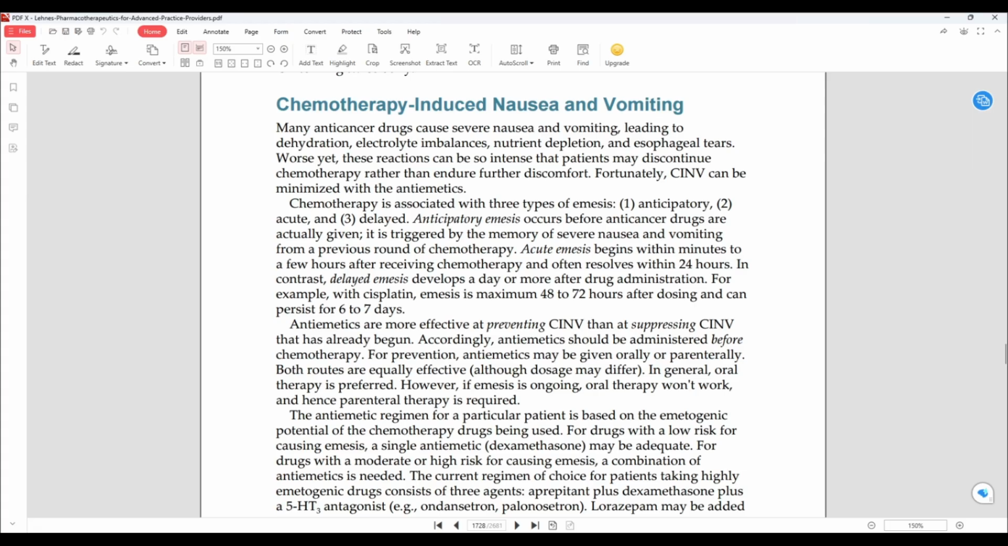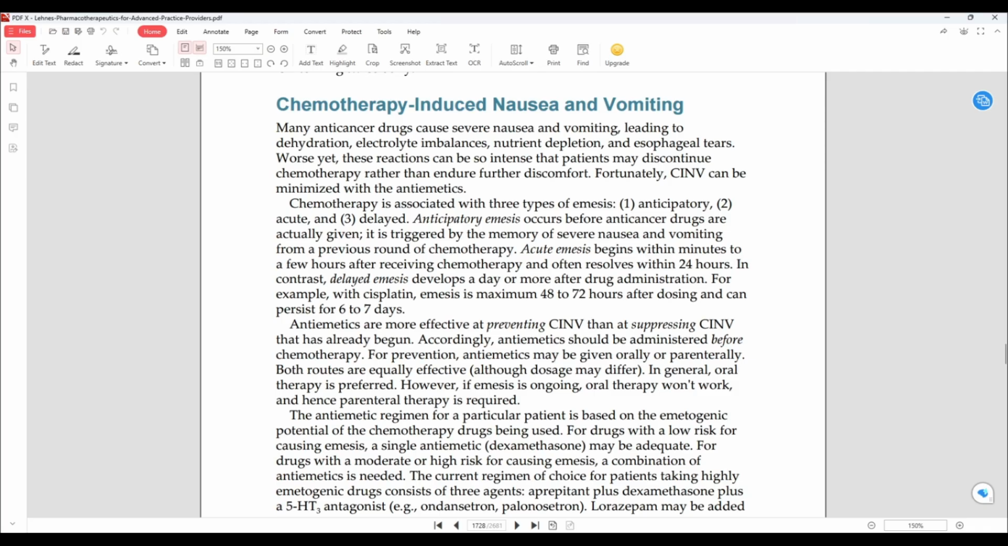Many anti-cancer drugs cause severe nausea and vomiting, leading to dehydration, electrolyte imbalances, nutrient depletion, and esophageal tears. Worse yet, these reactions can be so intense that patients may discontinue chemotherapy rather than endure further discomfort. Fortunately, CINV can be minimized with the antiemetics.